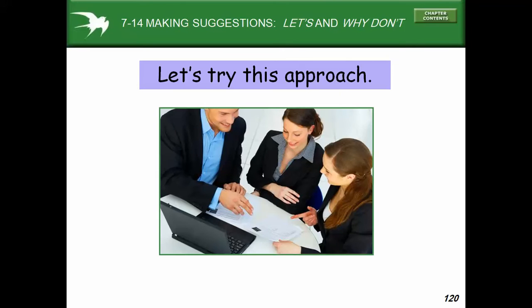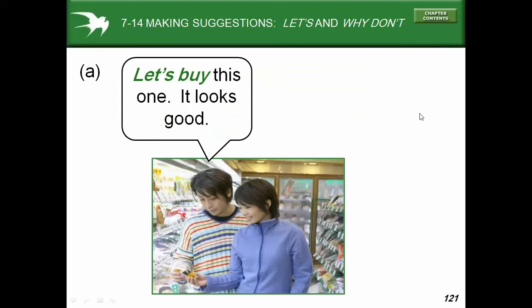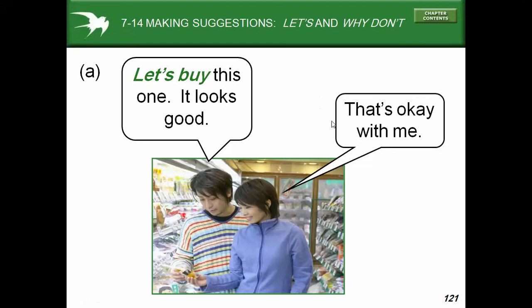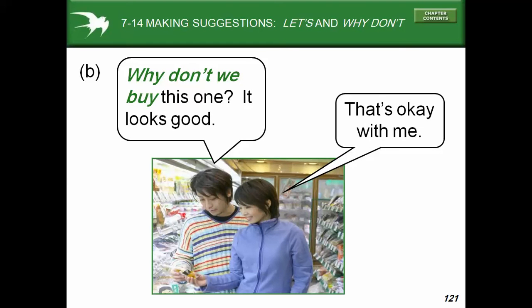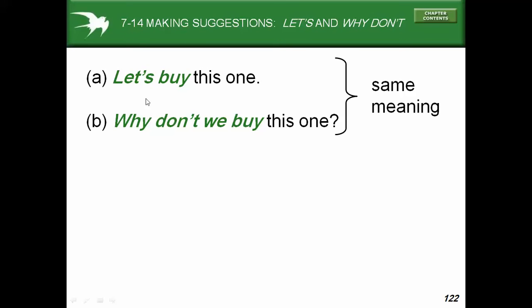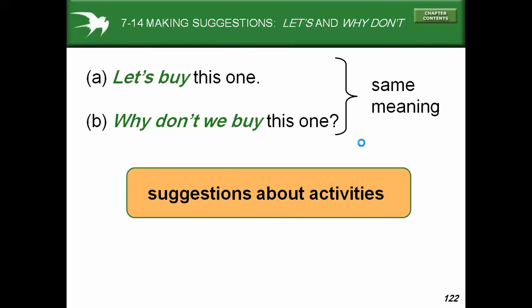Let's try this approach. Making suggestions: let's and why don't. We use both to suggest. Let's try this approach. Let's buy this one. It's okay with me. Why don't we buy this one? The same meaning. Let's buy this one. Why don't we buy this one? The same meaning. Okay, suggestion.